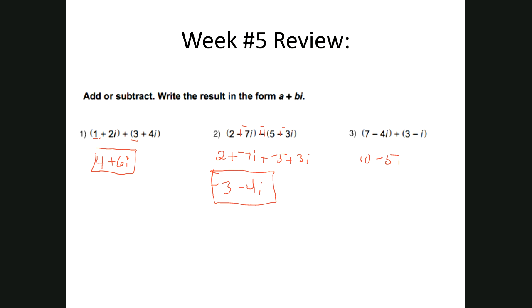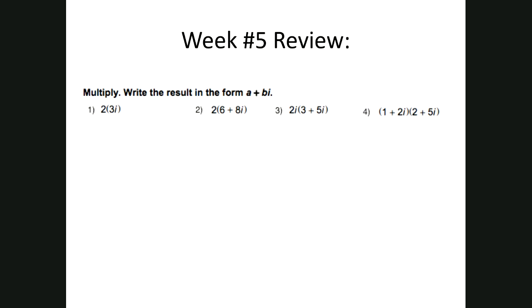It makes no difference. Now when we start multiplying, there's a big difference. Because remember, we talked about the square root of -1 is equal to i, and i squared is equal to -1. All right, so if I multiply, 2 times 3i, well, that's just 6i. Not a big deal. If I multiply here, I just use the distributive property, just like normal. So this would be 12 plus 16i.